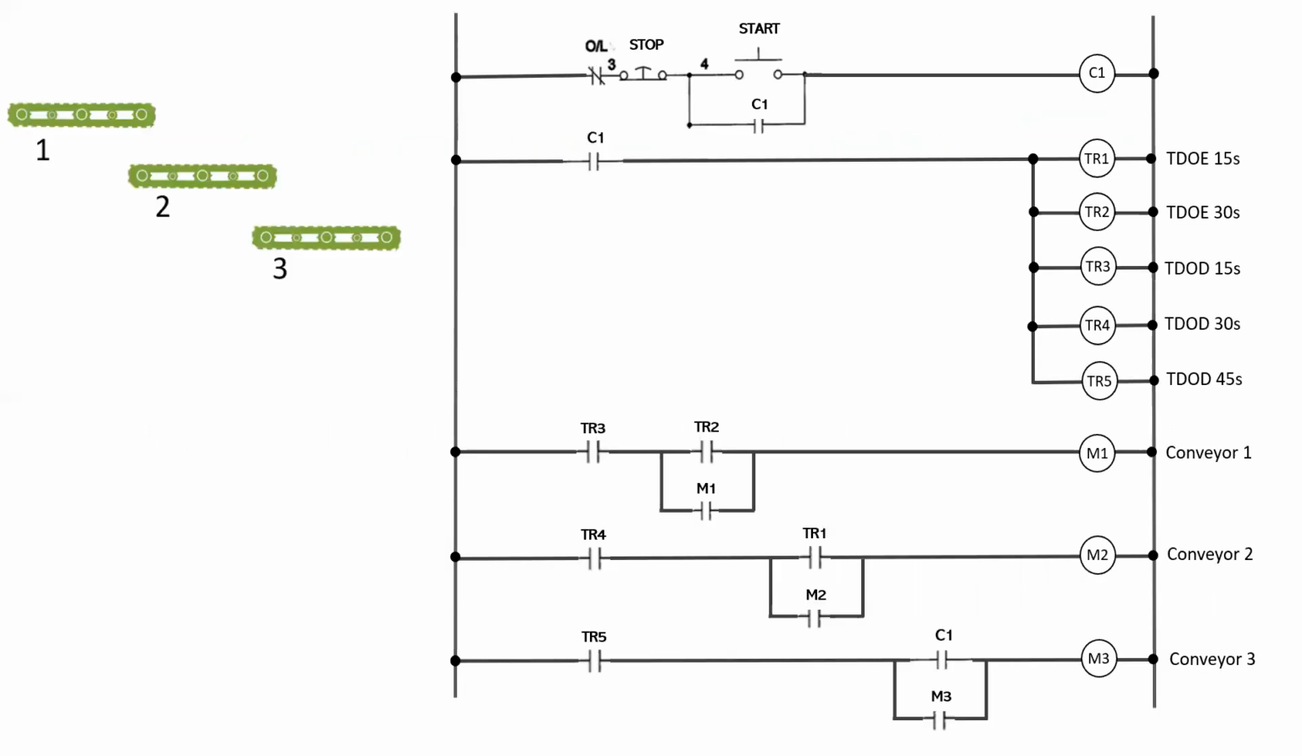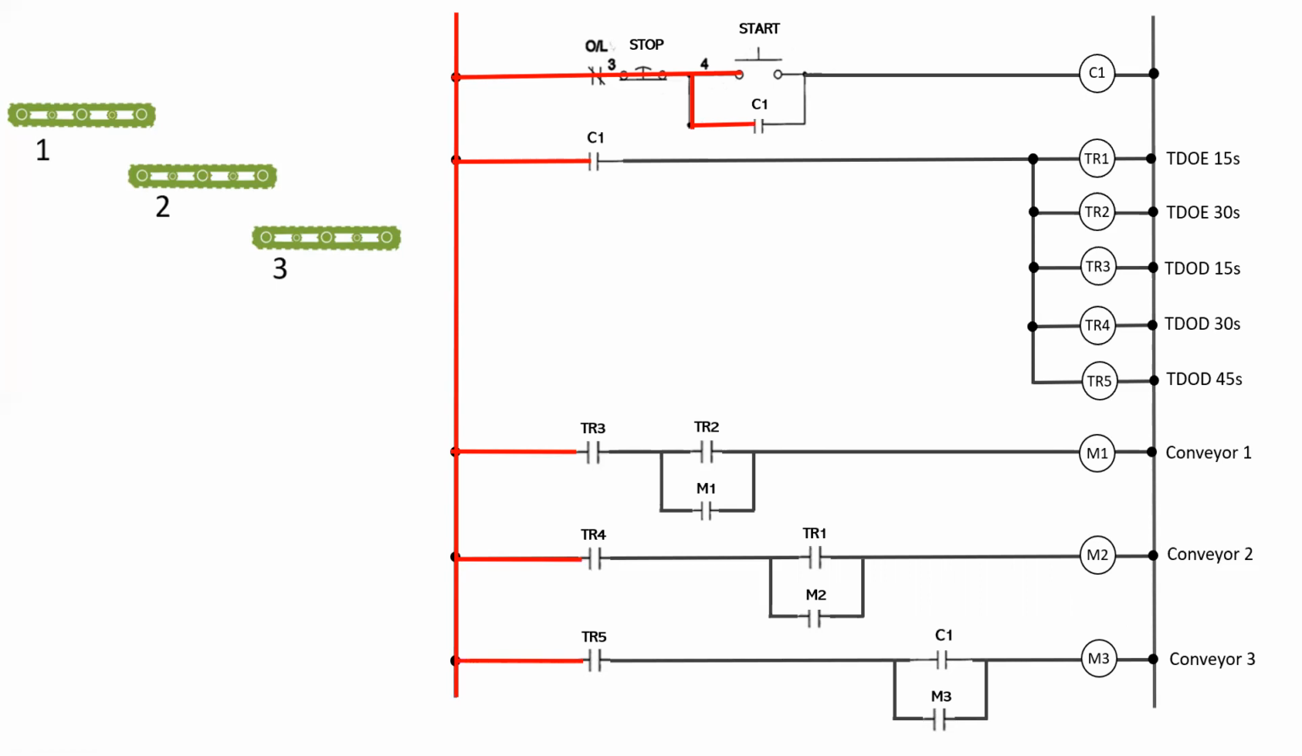Here's a typical relay logic system for a 3 conveyor belt system. We have 2 time delay on energization relays and 3 time delay on de-energization relays, which then control the starting, stopping, and holding of each of the conveyor's motor starters. So we have 3 motor starters, and as you can see, it looks like a low voltage protection circuit where we have a starting contact, a stopping contact, and a holding contact. Let's see how the system operates.